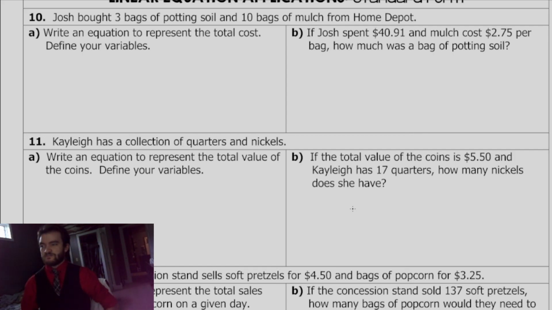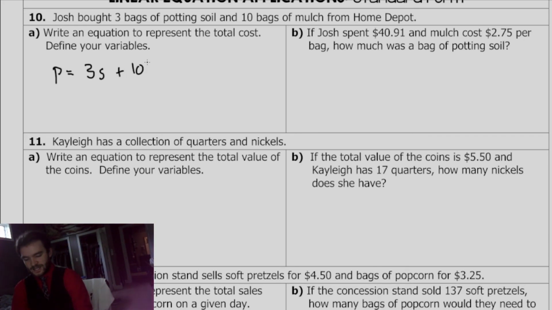Josh bought 3 bags of potting soil and 10 bags of mulch from Home Depot. Write an equation to represent the total cost and define your variables. All right, 10's not that big of a deal. We can go ahead and do that. So we know what Josh bought, right? Total cost, define your variables, no problem. Let's just say his price equals, now he bought 3 bags of potting soil, so 3S, plus 10 bags of mulch, 10M. So that's its total price, what it cost in general. So S equals soil, M equals mulch, and P equals cost.